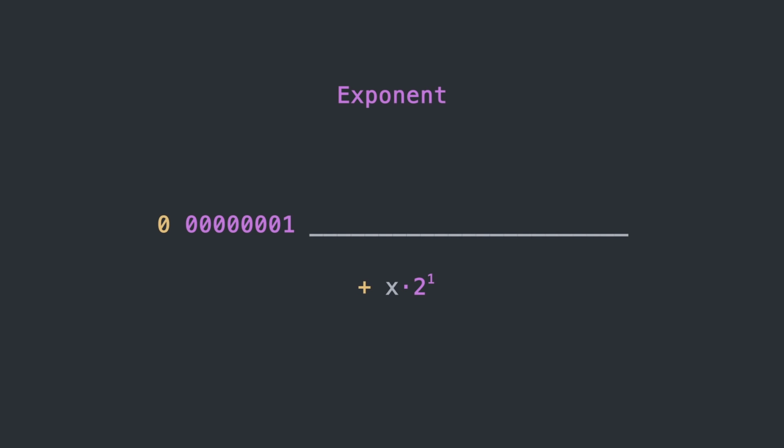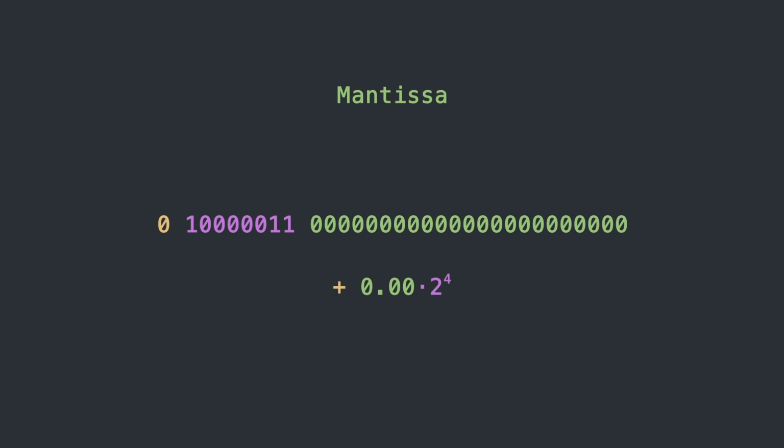Then, the next 8 bits define the exponent. That means 2 to the 1, 2 to the 2, 2 to the 3, 2 to the 4, and so on. With 8 bits, we can represent numbers between 0 and 255. But that's not exactly what we need. We also want negative exponents. This is why everything is actually shifted down by 127. So instead of 2 to the 4, we actually have 2 to the 4 minus 127. If we actually want the exponent to be 4, the bits need to be set to 131, because 131 minus 127 is 4. The last 23 bits are the mantissa.